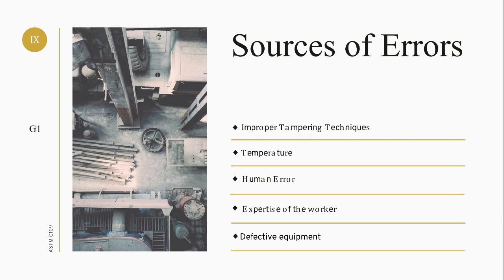First is improper tamping technique. It is assumed that the lower compressive strength of sample 3 is due to poor tamping technique mentioned previously in the test procedure. Temperature. It is important to keep track of room temperature because it might be a source of error if it is not properly maintained during the experiment.